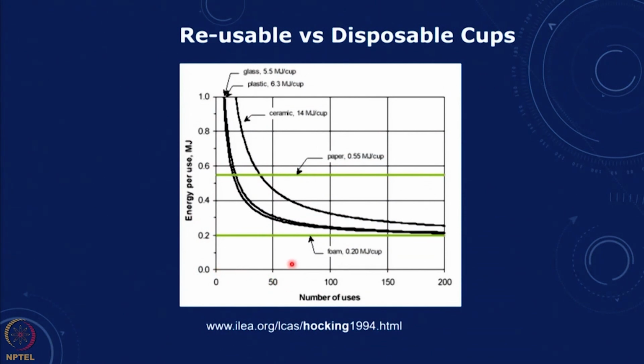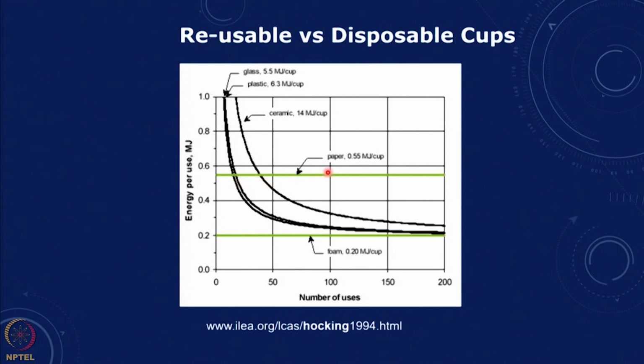Depending on the number of uses, you can see that there is a trade-off between the foam cup, the paper cup and the reusable. So if you look at the glass, beyond a certain number, this is the break-even number. If we are going to use it for, let's say, 40 or 50 times, then the energy per use will be much lower. However, if you are using it fewer than 10 times, you can see that this is lower than this.